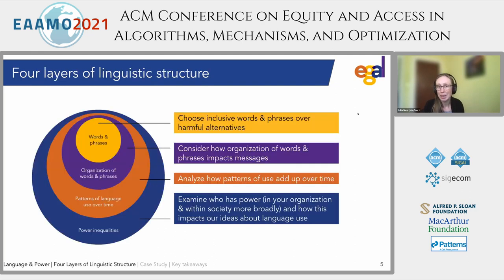So with these key concepts in mind, we'd like to present our framework for considering how linguistic justice, and as a result, social justice, might be promoted within NLP. The framework addresses concerns at each of 4 overlapping levels of linguistic structure, from the smallest level of words and phrases to the largest level, power inequities. Each layer builds upon the next. So now we'd like to explore each of these 4 levels.